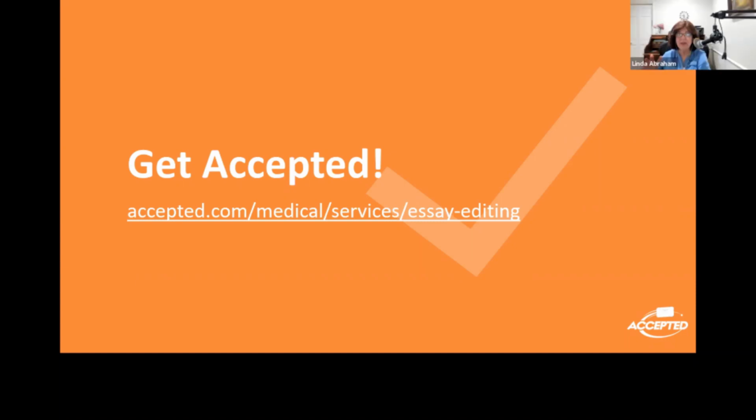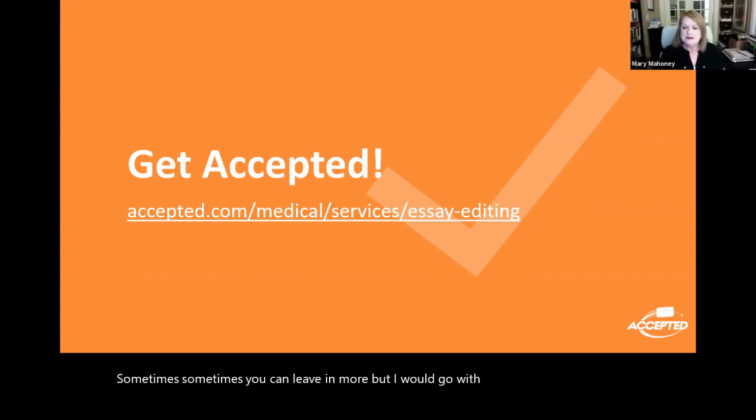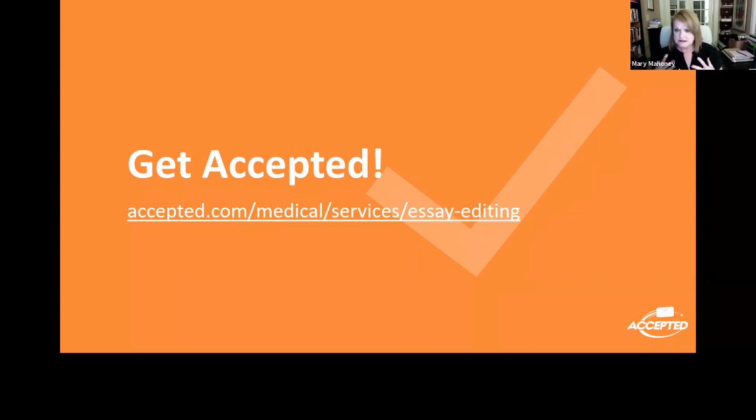Sometimes you can weave in more, but I would go with that advice. What I see sometimes, especially for reapplicants, is that in their previous year's personal statement, they use the personal statement as a bucket, and they put all of their accomplishments in that bucket. It doesn't read fluidly, and we don't get a sense of your person. It just feels like another way to list accomplishments in paragraph form.